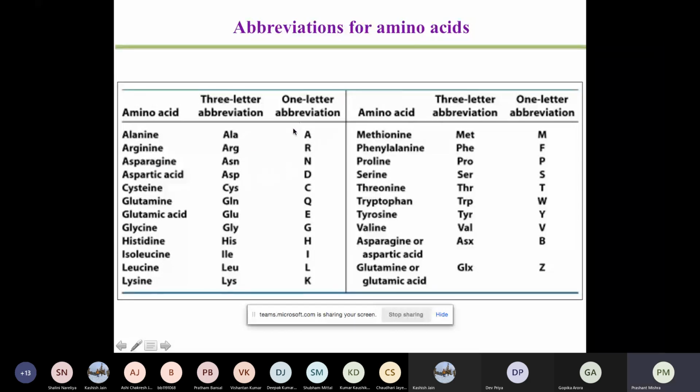Now, when I come to the single letter code, alanine comes first, so it has been assigned A, but others, because they differ, their first letter is common, and that's why they have been given a different single letter code. This single letter code comes in handy when we have a large number of amino acids which have to be written in a sequence. We will talk about the sequence at a later stage.